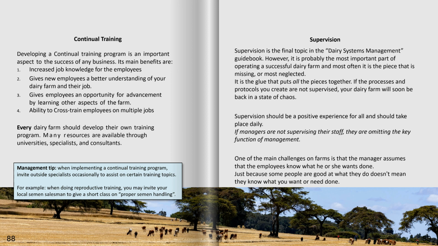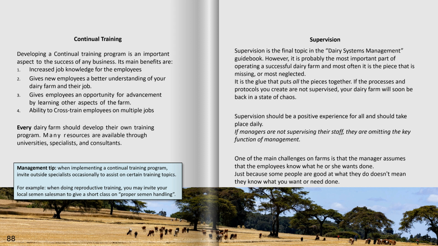Continual training. Developing a continual training program is an important aspect to the success of any business. Its main benefits are 1. Increased job knowledge for the employees. 2. Gives new employees a better understanding of your dairy farm and their job. 3. Gives employees an opportunity for advancement by learning other aspects of the farm. 4. Ability to cross-train employees on multiple jobs.